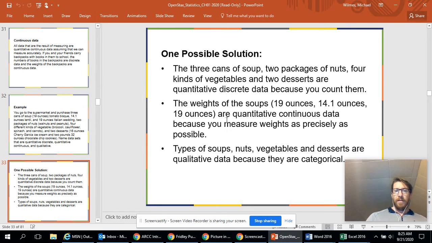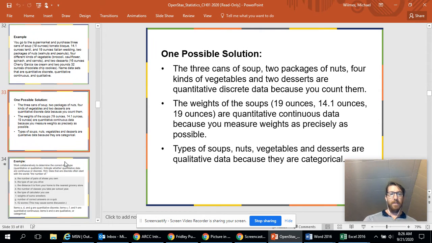Okay. So here are all of our solutions, right? The 3 cans of soup, 2 packages of nuts. Those are all quantitative, discrete. The weight of the cans, this can be measured, and so this is continuous. And then the types of soups, everything that can be labeled with words, that's called categorical or qualitative data, because we're putting them into those labels.